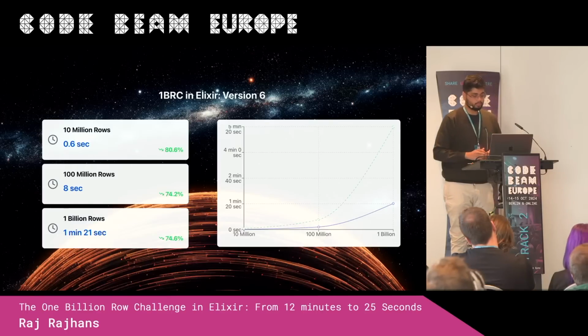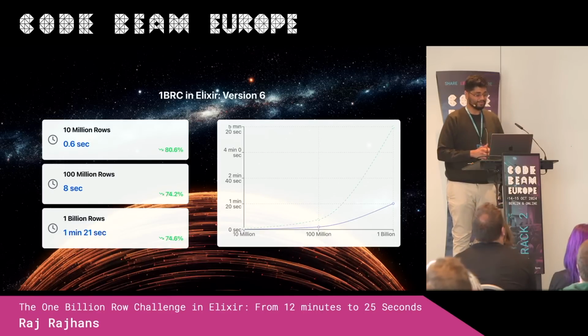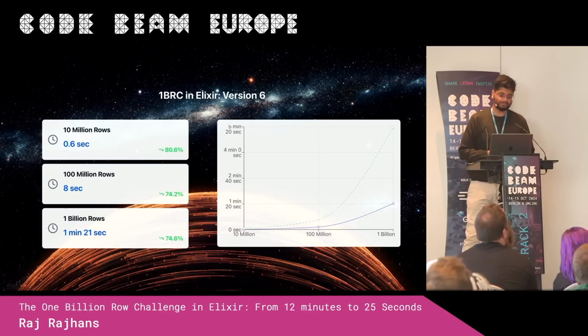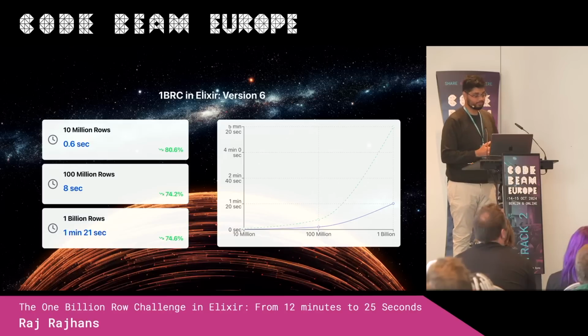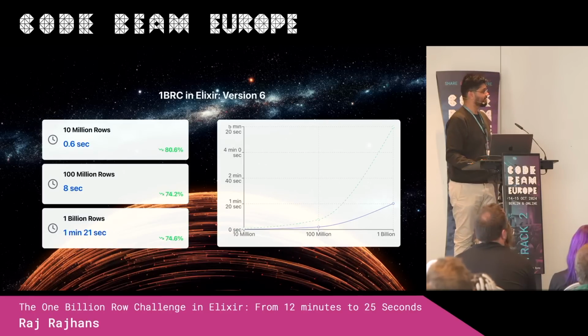Okay, so this is the result that we saw. We are now at 0.6 seconds for 10 million rows, 8 seconds for 100 million rows, and 1 minute 21 seconds for a billion rows. That is something that gets you going.